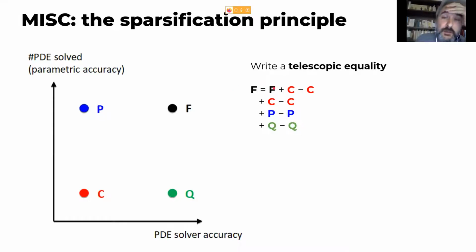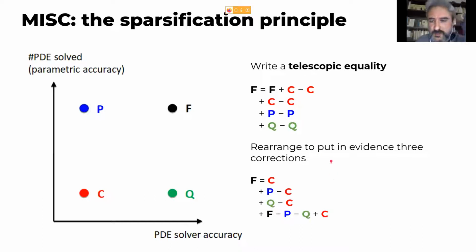How this works, in a very naive way, without hiding a lot of details under the carpet: you start from the finer discretization F that you want, and then you add and subtract all the other discretizations that you get. This is a telescopic equality. Then you rearrange the thing, and you get that F is the coarse discretization C plus P minus C, the correction you get from increasing the number of samples. There's Q minus C, which is the correction you get by increasing the solver accuracy. You're passing to a fine mesh, but without adding new samples in the parametric space. And then there's the remaining correction.